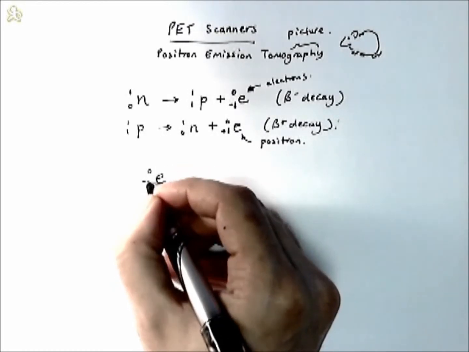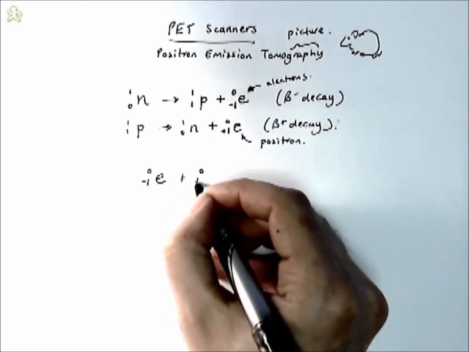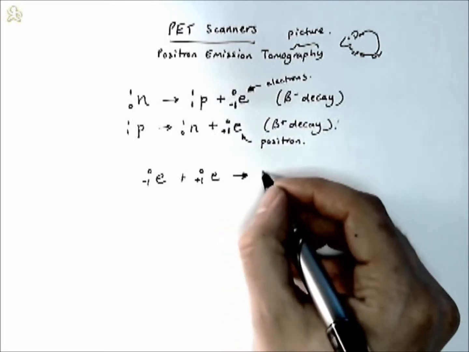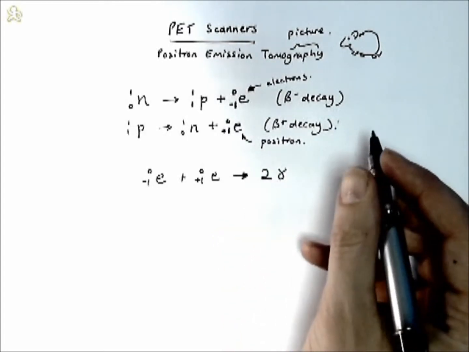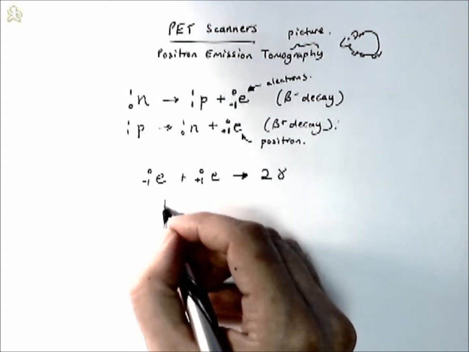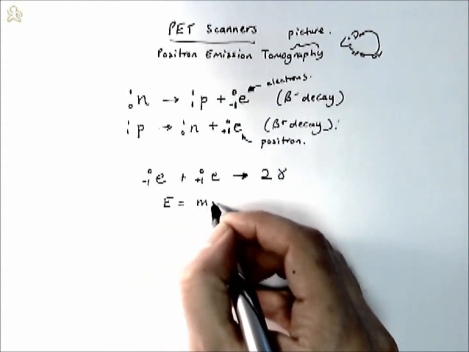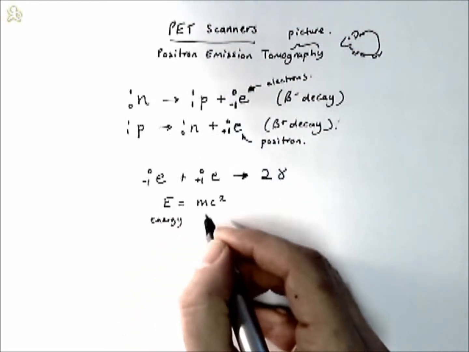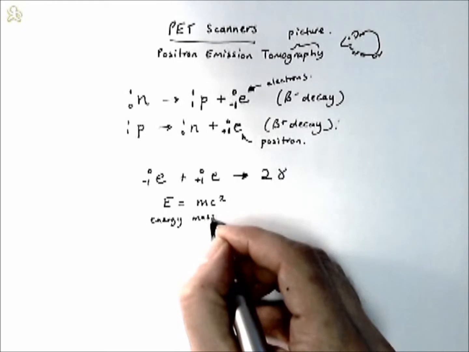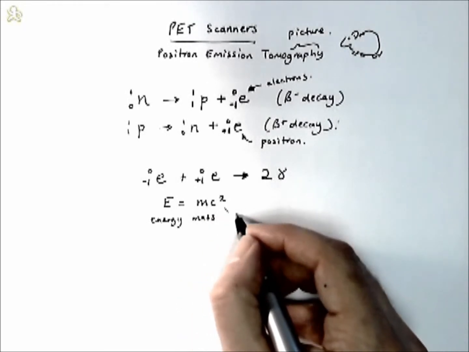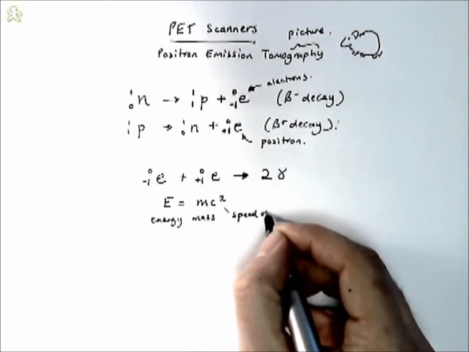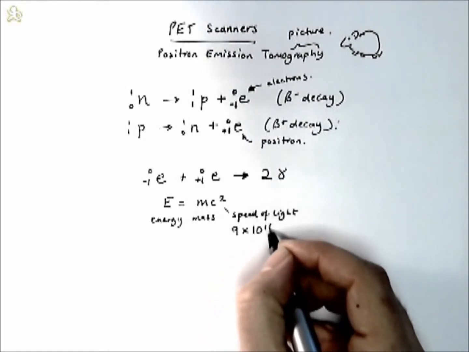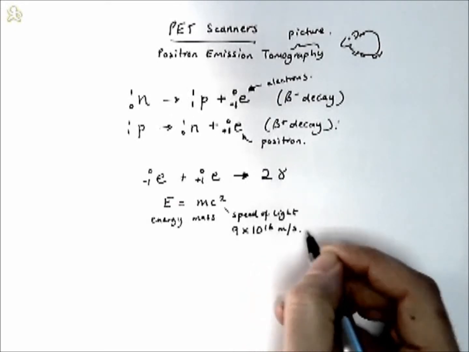The electron meets the positron, and they will actually make 2 gamma waves. This principle was first outlined by Einstein with his equation E equals mc squared. Energy is equivalent to mass multiplied by a factor that is the speed of light squared. A very large number. In fact, it's 9 with 16 zeros after it, meters squared per second squared.